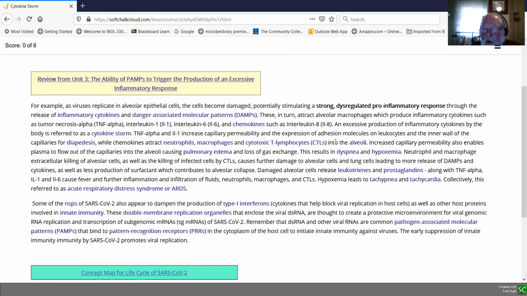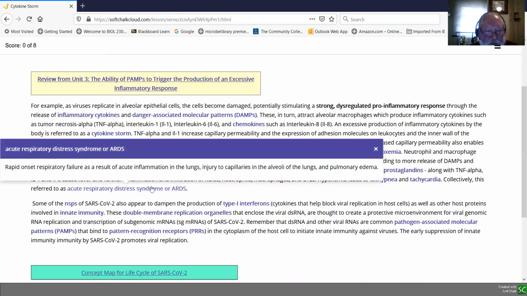So of course, one of the hallmarks of severe COVID-19 infection that often requires people to go on respirators and can be fatal is when it leads to acute respiratory distress syndrome, which we talked about back in Unit 3 when we talked about an excessive inflammatory response. This is where you have acute inflammation in the lungs, where there's damage to capillaries in the alveoli, and there's pulmonary edema. As plasma flows into the lungs, the alveoli become fluid-filled, and that prevents oxygen exchange.